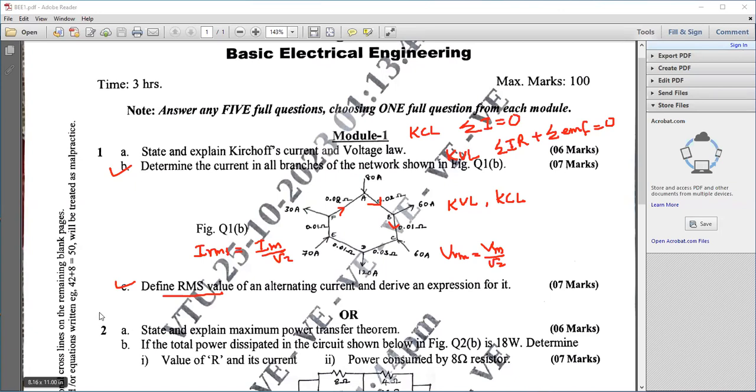Another question is to state and explain the maximum power transfer theorem. If you go for the definition, you'll get 2 marks, plus the proof; a brief explanation is sufficient, but it's a condition for PM that you are supposed to derive, like PM is equal to E square by 4R. This condition you have to derive. That's important. Moving on to the further discussion.